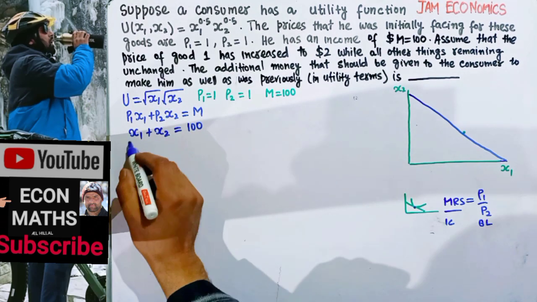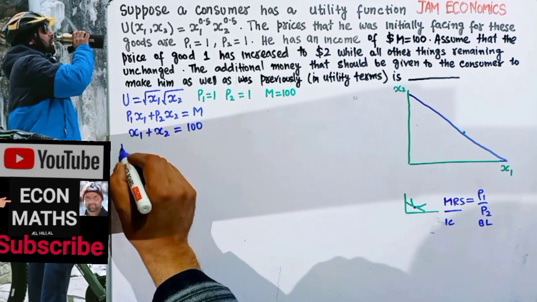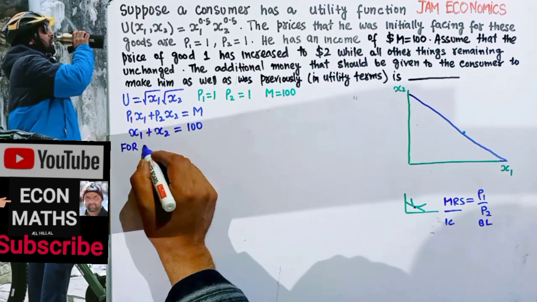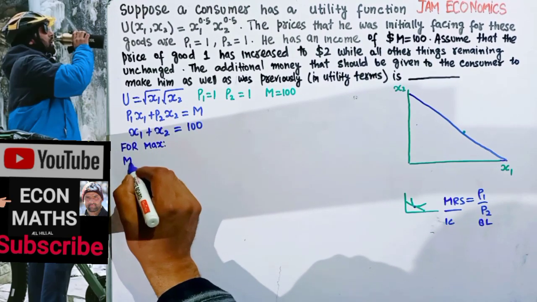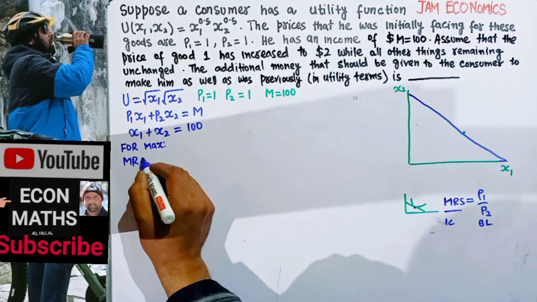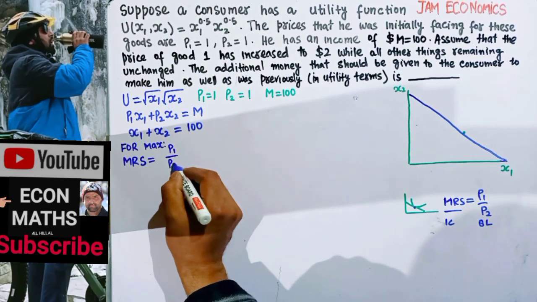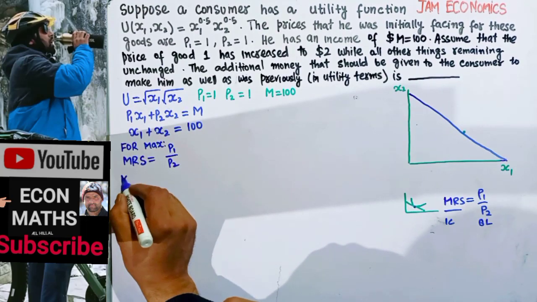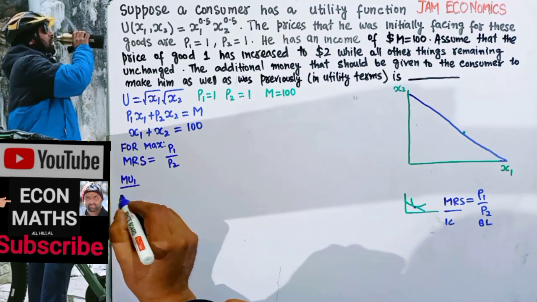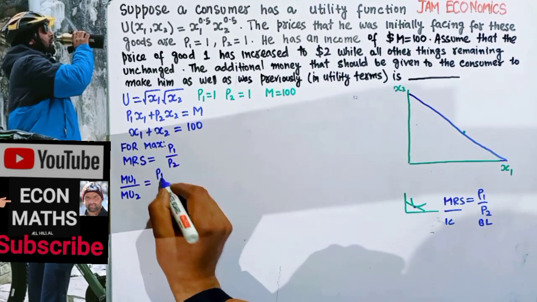Okay, so we have, for maximization, okay, we know that for maximization our MRS between good 1 and 2 should be equal to the ratio of prices, that means P1 upon P2. MRS is nothing but marginal utility of good 1 upon marginal utility of good 2. It should be equal to the ratio of the prices.